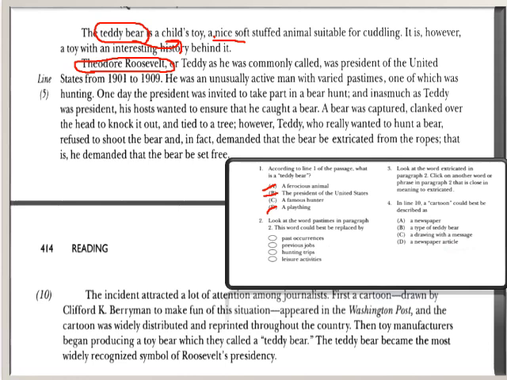Look at the word pastimes in paragraph 2. The word could be replaced by what? Here is the word pastimes. Fine, look after it. Let's read: "He was an unusually active man with varied pastimes, one of which was hunting." So here we have "one of which."